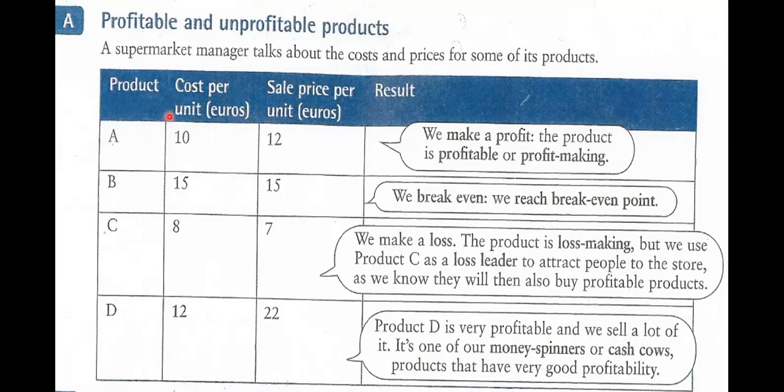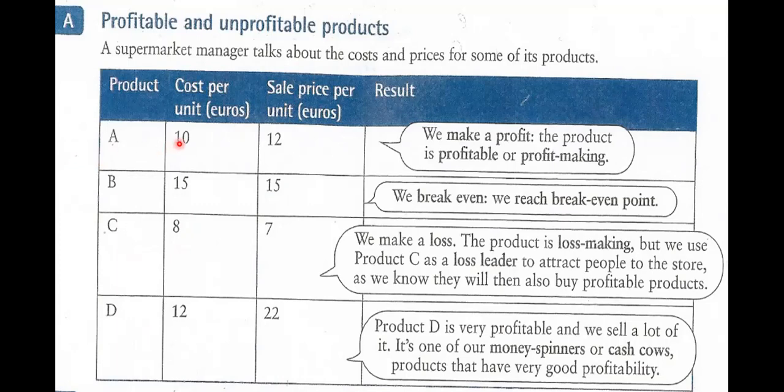All right. So now we have the cost, and pay attention. It says per unit, and it's in euros, not dollars, but euros. But that's okay. We are not talking about currency right now. So product A, the cost per unit, it's 10. The cost of product B is 15. C is 8, and D is 12. Now, let's talk about the price, the sale price. So the price that is there in the label when you go and buy.